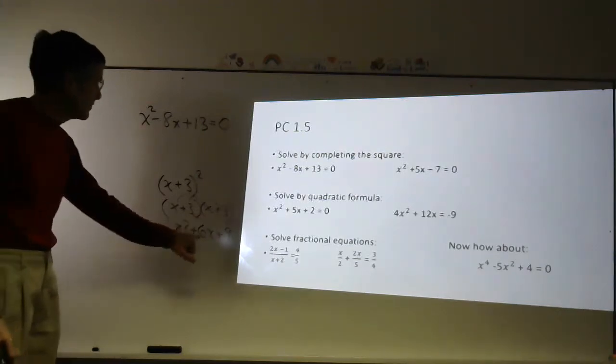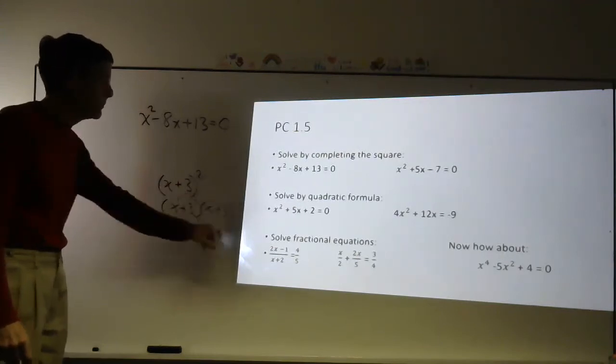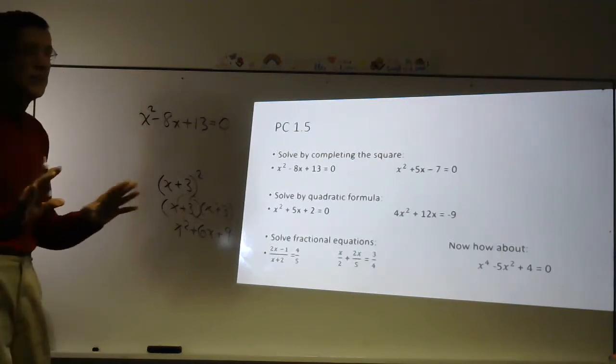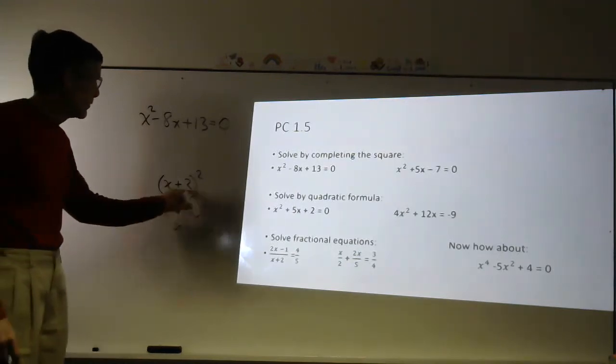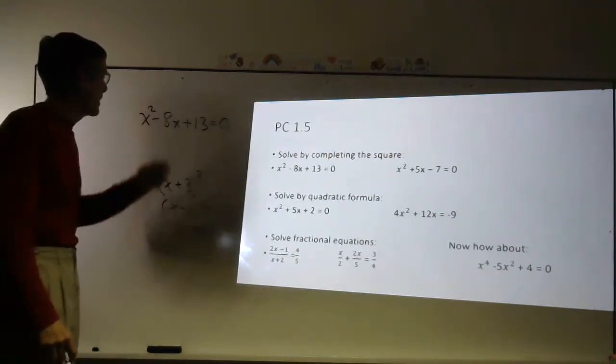Okay? So you have 6x. 3 is half of 6. And you square 3 to get 9. All right? So you might be able to see where we're headed here. 3 is half of 6. 3 squared is 9. All right, so let's go back up here.